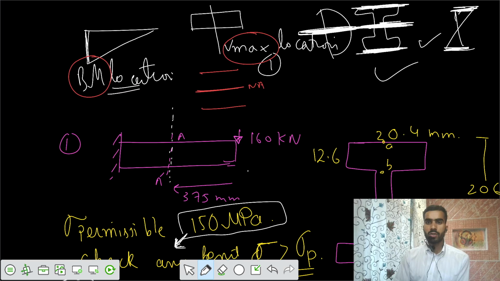But if the I section is also there, you have to check the junction also, because at the junction we have that sudden increase of the shear stress. So you need to check the stresses there also. So different combinations are there.